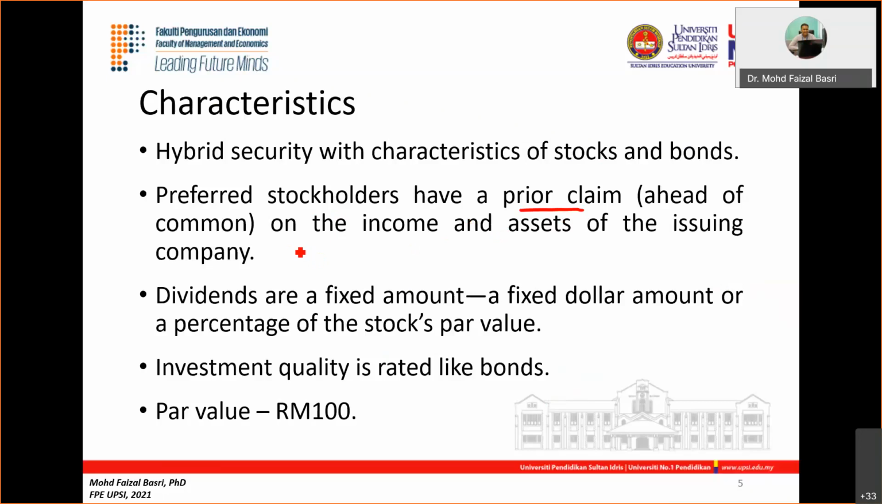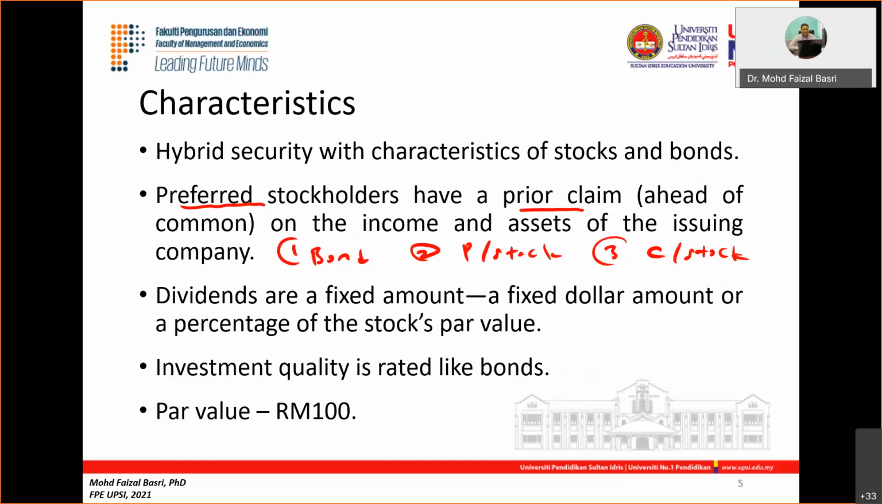The first party that will receive the claim would be the bondholders. Second would be the preferred stock, the one that we've discussed now. The preferred stockholders are the second one to receive, and the last one would be the common stockholders. So the common stockholders will be the last party to receive. That's why I said preferred is ahead of common stocks, but technically they will be after the bondholders in terms of any claims, in terms of their income and also in terms of their assets.